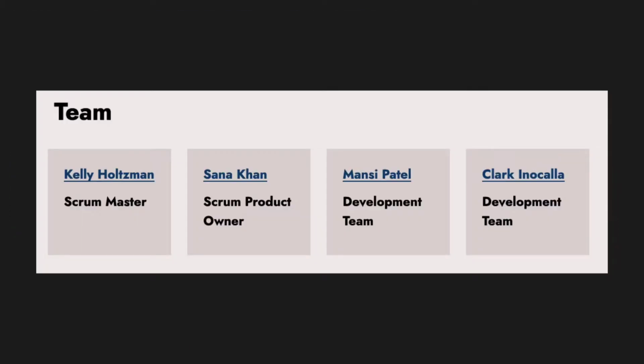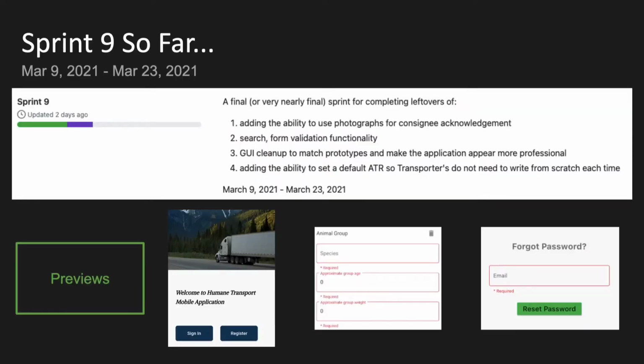I am Mansi. With me here I have Kaylee, Sana and Clark. We all are members of the development team. Kaylee is our Scrum Master and Sana is Scrum product owner of our project.